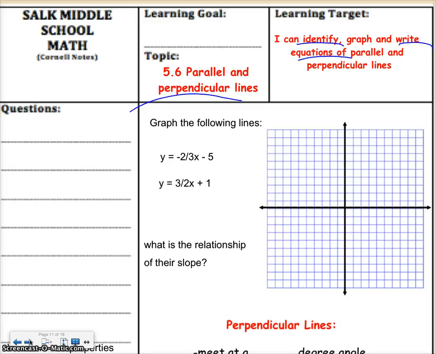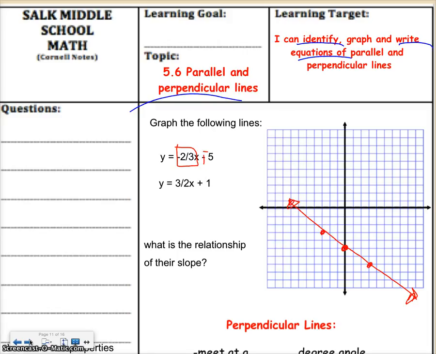Okay, so the first line, I have a y-intercept at -5, so I'm going to make a dot at -5. 1, 2, 3, 4, 5. And then my slope is -2/3. That means I'm going to go down 2, 1, 2, over 3, 1, 2, 3. Now I'm going to go the other direction, up the other way 3. And I get a point right there. So I'm going to go ahead and just graph that line. Make sure you are not lazy with your graph when you put the little arrowheads.